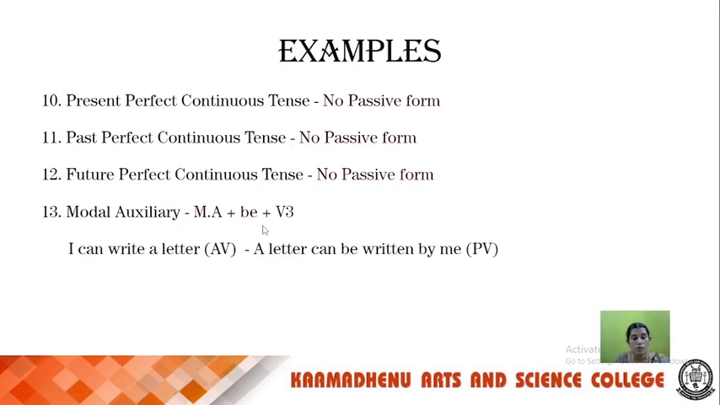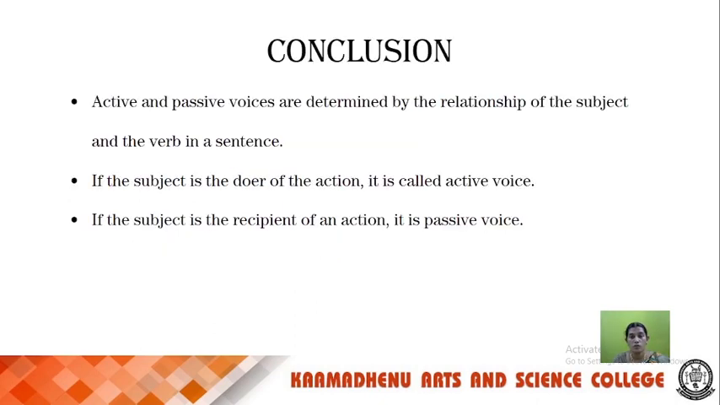Then last one is modal auxiliaries. Modal auxiliary pattern is modal auxiliary plus be plus V3. I can write a letter. A letter can be written by me. This is the pattern for modal auxiliary. These are the examples for the tenses in English for active to passive form.